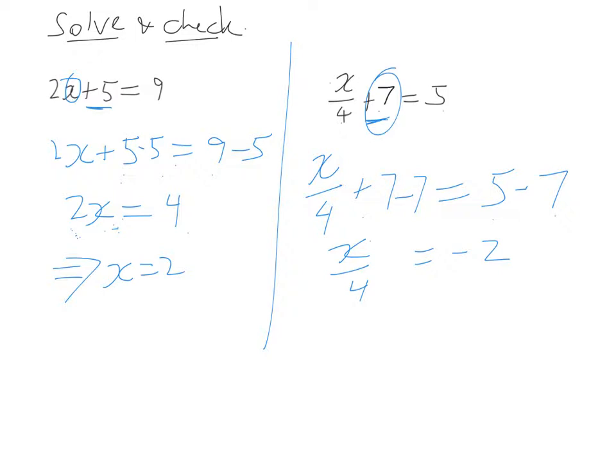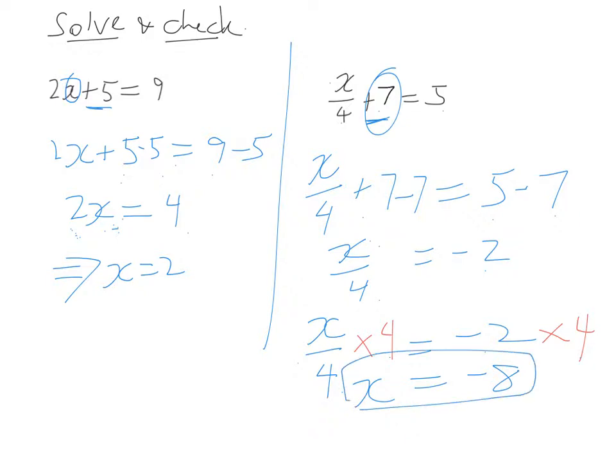Now from there, x is being divided by 4. So if some number divided by 4 gives us negative 2, we know that if we're dividing, we've got to multiply by that same number, and we do the same thing to both sides. So 4 times a quarter equals 1, so we're just left with 1x, and that equals negative 2 times 4, which is negative 8. So x equals negative 8.